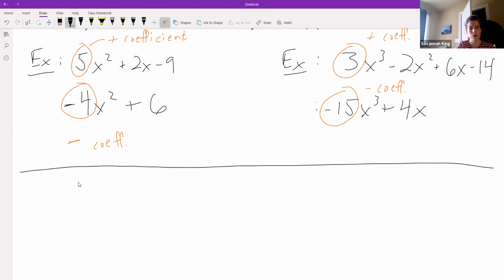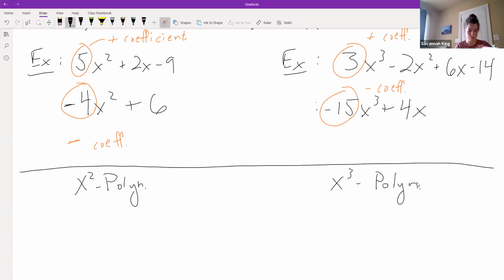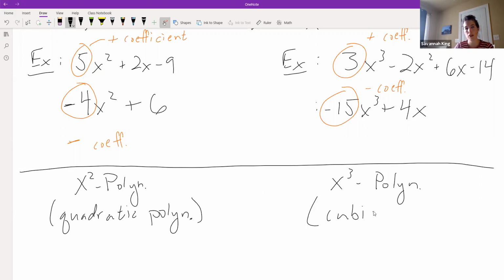Okay. So this is x squared polynomials. And then this over here will be x cubed polynomials. They don't use the words for this, but I'm going to use the words. An x squared polynomial, because I think we've mentioned this briefly before, is called a quadratic polynomial. They will definitely get back around to that terminology later on in the book. And then an x cubed is a cubic.